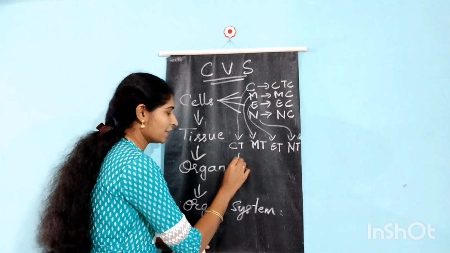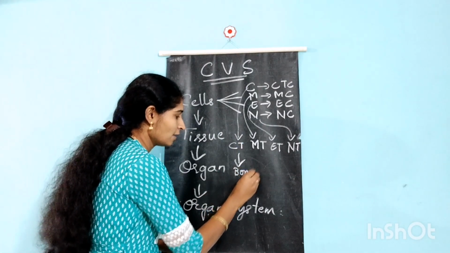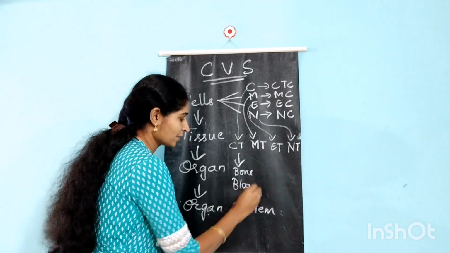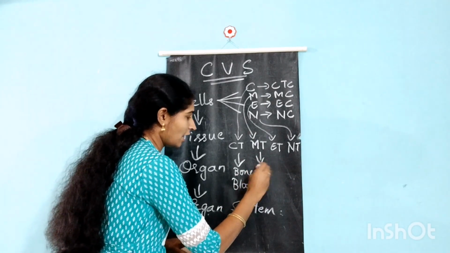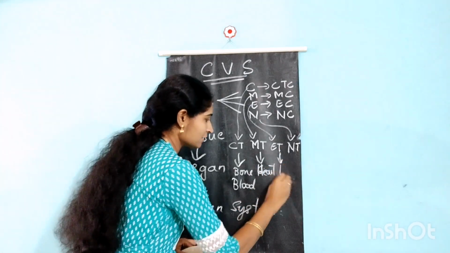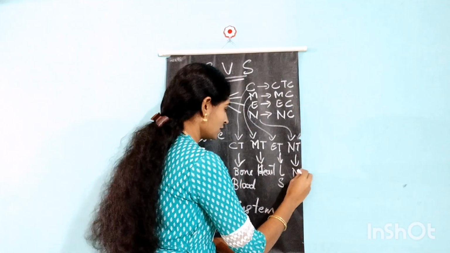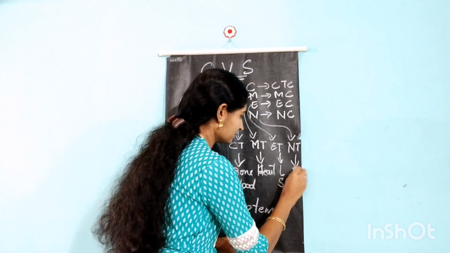From tissues, we'll be getting an organ. From connective tissue, you'll be getting bone, blood. From muscle tissue, heart. From epithelial tissue, it is lungs, stomach. From nerve tissue, it is brain.